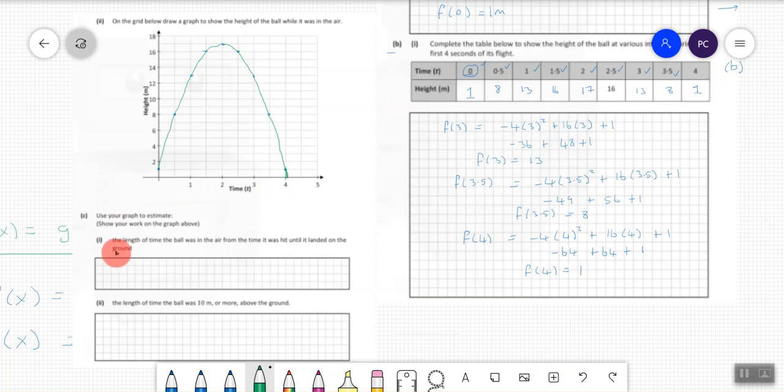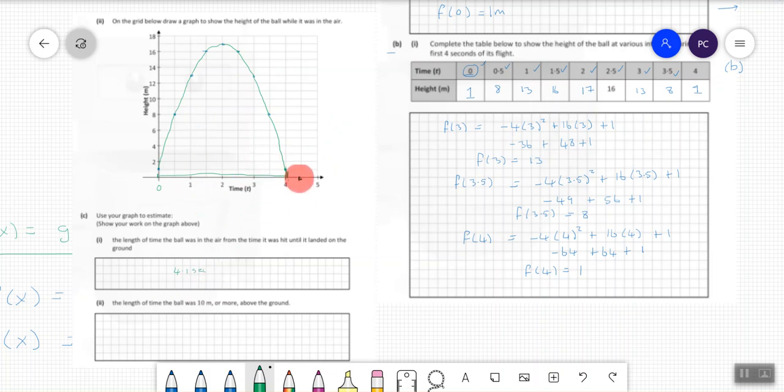So what it's asking you then is the length of time the ball was in the air from the time it was hit until it landed on the ground. Okay, so at time 0, which was here, between here and here, that's going to be the time that it was in the air, if you like. So if we count that in seconds, this is 0. So we've 1, 2, 3, 4, and it's just about 4.1. So it's about 4.1 seconds.